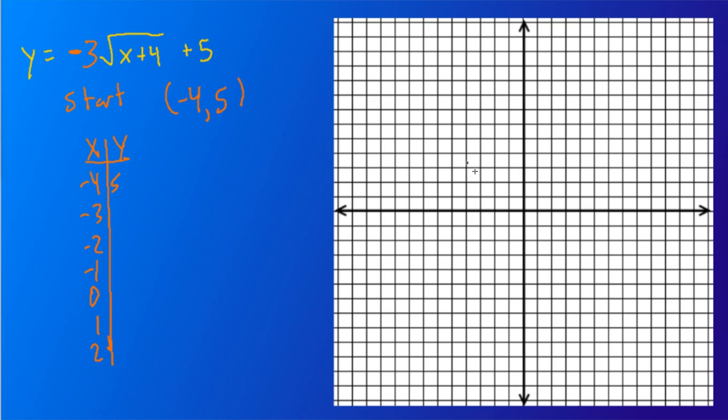Then 1, 2, 3, 4, 5. All right, here we go. So there's my start point. Now again, you can use your table of values. I'm not going to. I'm going to do everything in my head, and here's how I'm going to do it.